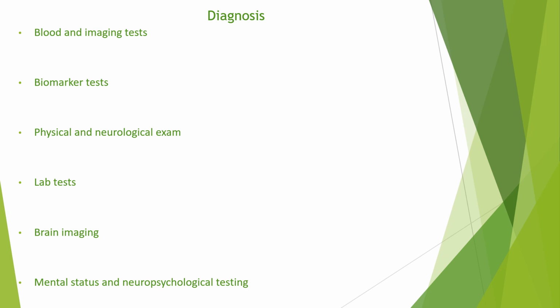And you can find patterns in the areas of low metabolism, which can help distinguish between Alzheimer's and other types of dementia. You have amyloid PET imaging, which can measure the burden of amyloid deposits in the brain. And you can have tau PET imaging, which measures the tangles in the brain. Both of these are usually used in research settings.